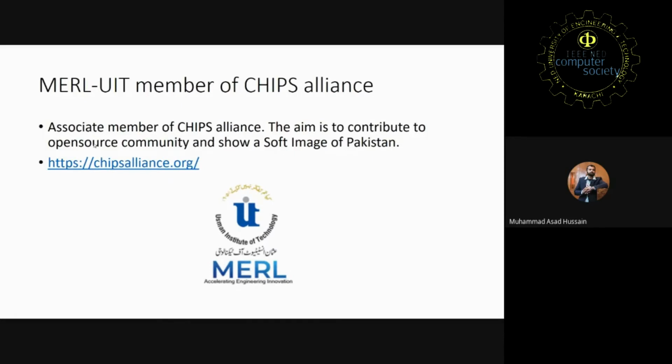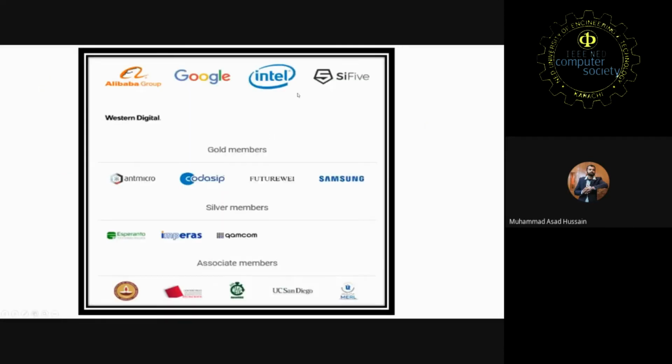Basically, Chip Alliance is an international community that aims to promote the open source community and whatever contribution the open source community is doing in the RISC-V domain. Chip Alliance highlighted that. So we are also a member of this alliance, and our aim is to represent the soft image of Pakistan, and these are the members of the Chip Alliance.